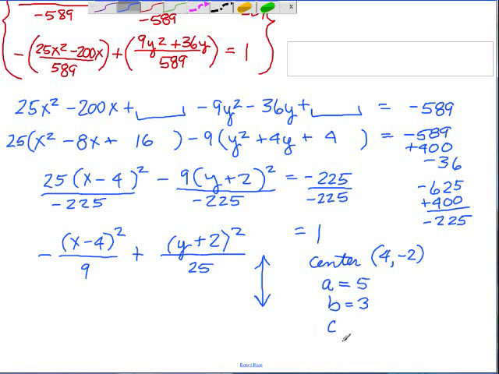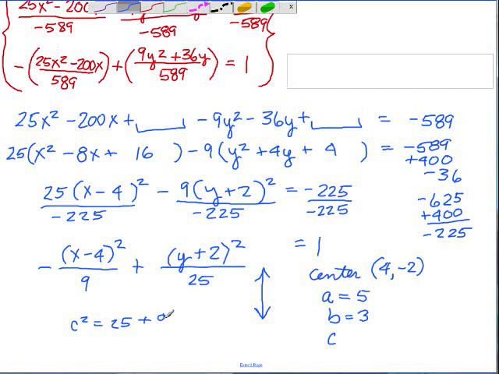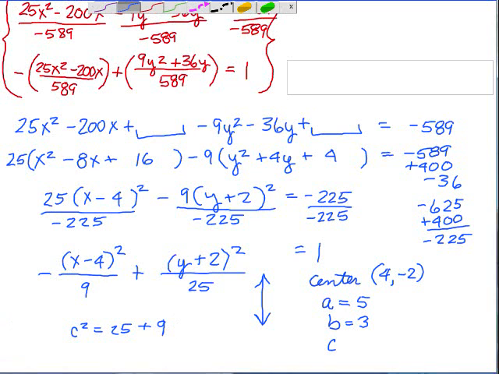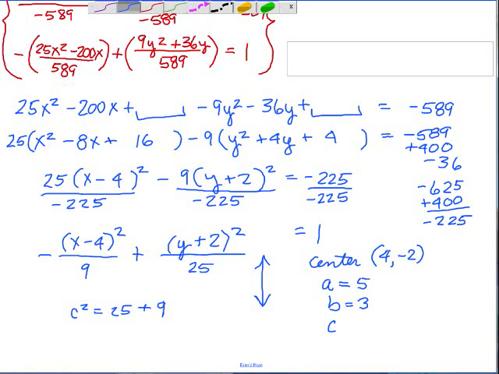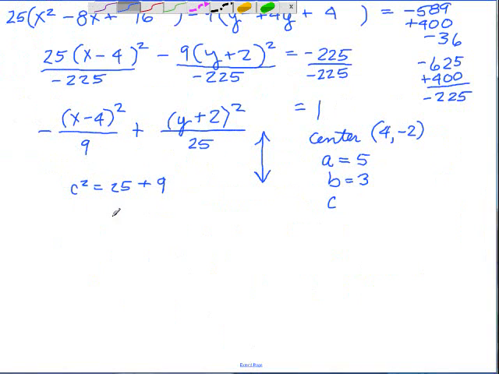And where is C? Remember, C squared equals A squared, which is 25, plus B squared, so C is going to be equal to the square root of, this is not very pretty, is it? If I add these together, I get 34, so square root of 34.